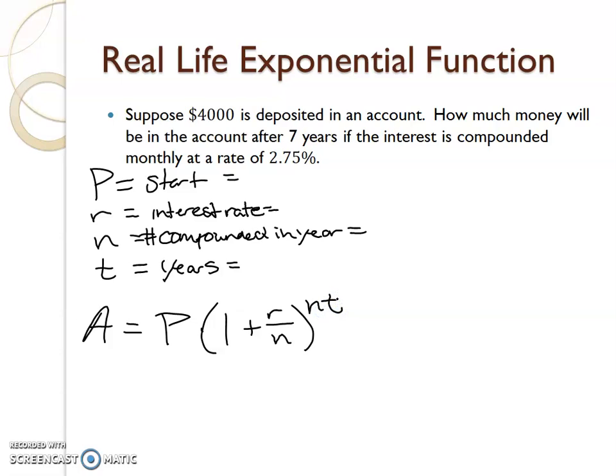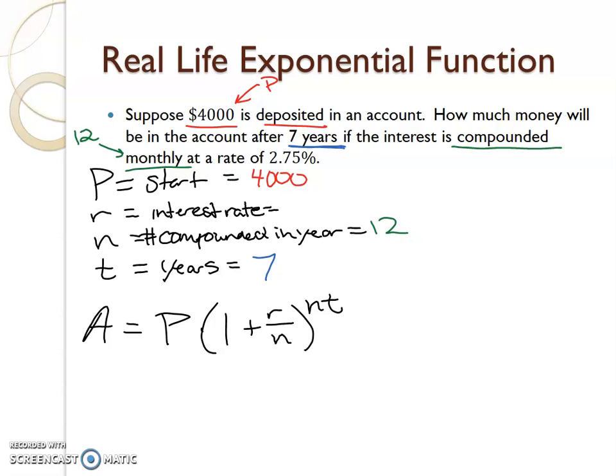So, reading through, suppose $4,000 is deposited. That is going to be my P value. Remember, that's where we start. So there's 4,000 in there to start. Got it? How much money will be in the account after 7 years? 7 years, that's our time. So we've got a 7 in our year spot. Right? If the interest is compounded monthly. So if we see monthly, how many times a year is that compounded? It would be 12. So we've got 12 times here.